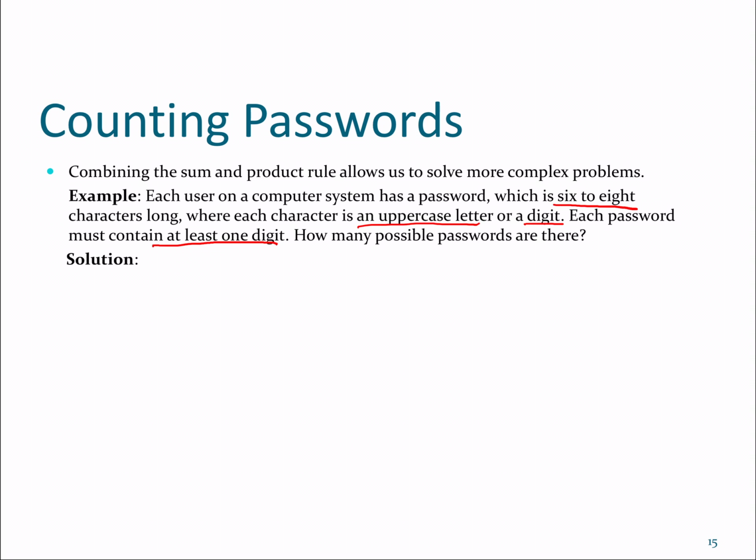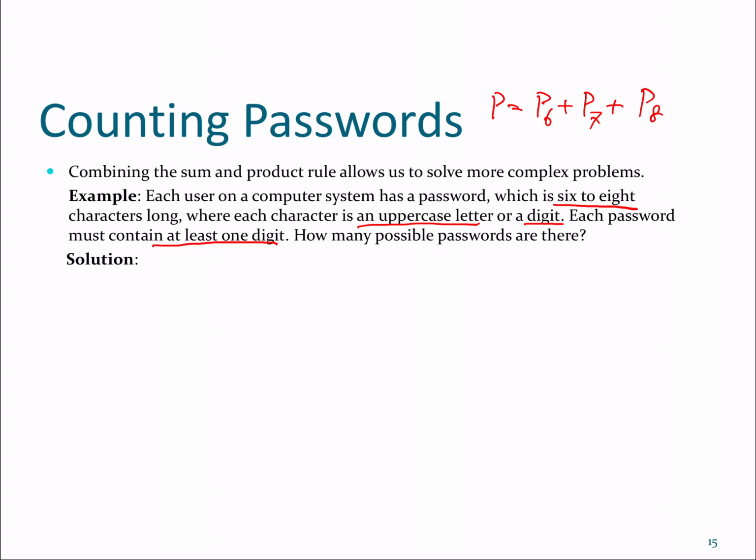So for this question, you can decompose the task. The total number of passwords equals how many 6 character passwords there are, P6, plus how many 7 character passwords, P7, plus how many 8 character passwords, P8. Then you calculate the number for each of P6, P7, P8, and you can calculate the total answer. Also be careful that we require that each password must contain at least one digit.